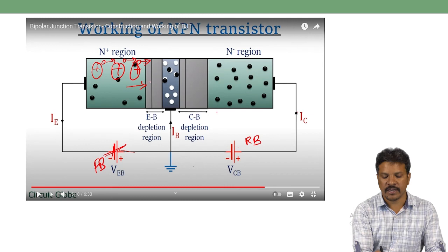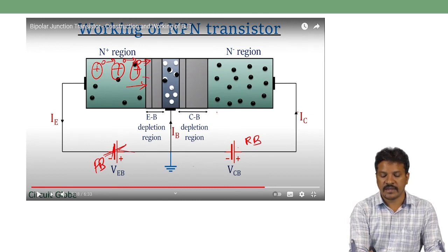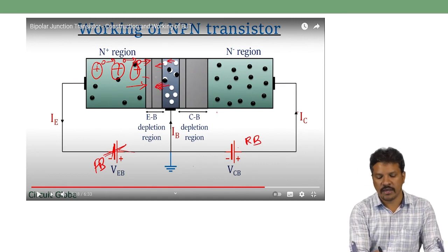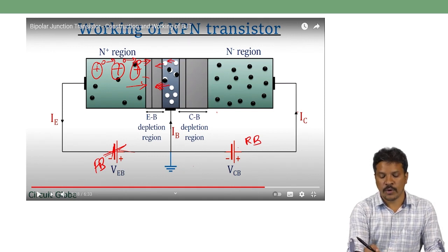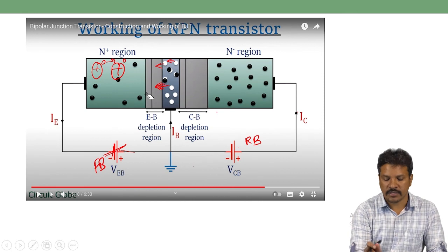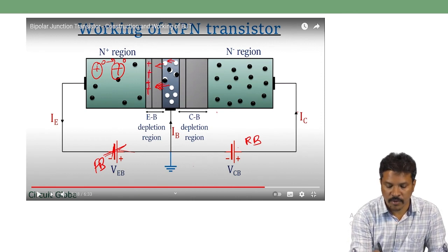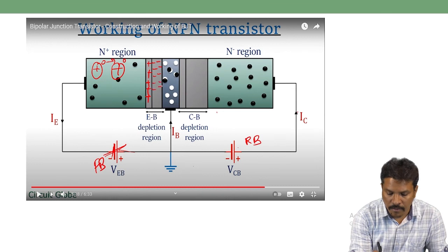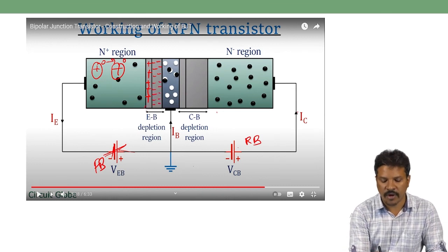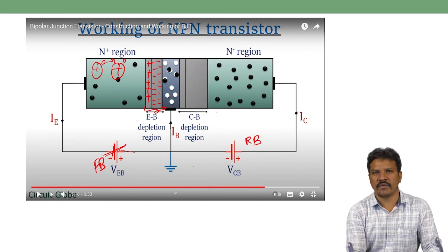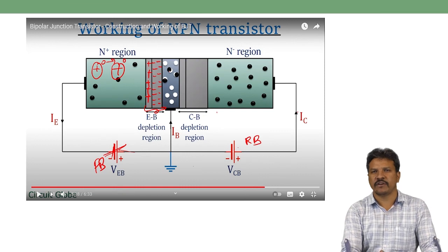At the same time, the majority charge carriers of holes in the base region move towards the junction. Recombination takes place, and the atom donates electrons and becomes a positive immobile ion on the N side, the emitter side, and a negative immobile ion on the base side. So that junction is formed, but it is very thin compared with the collector-base junction.